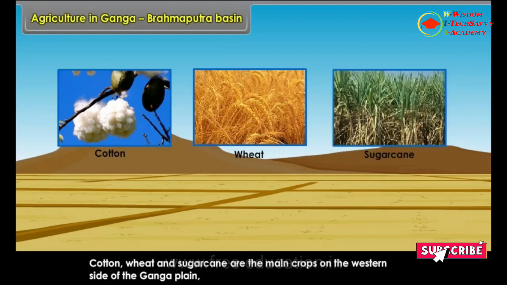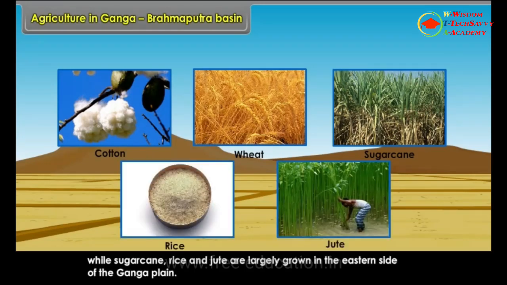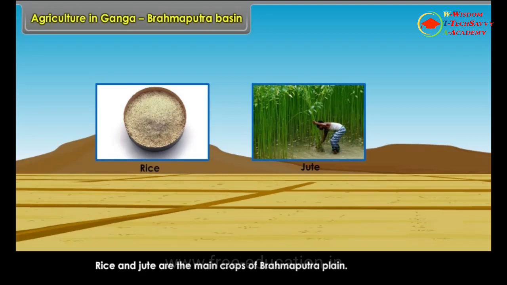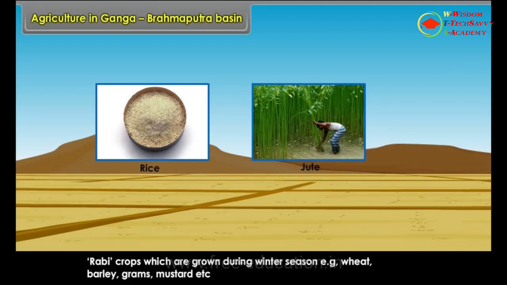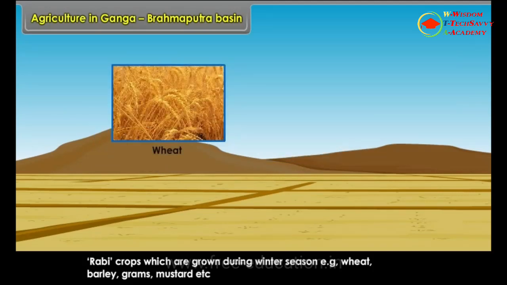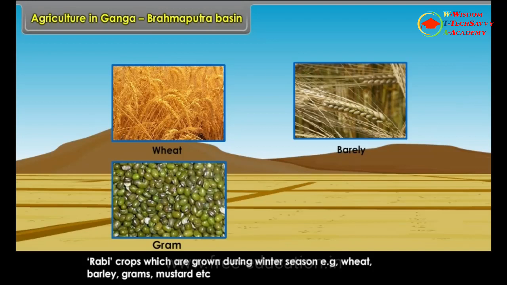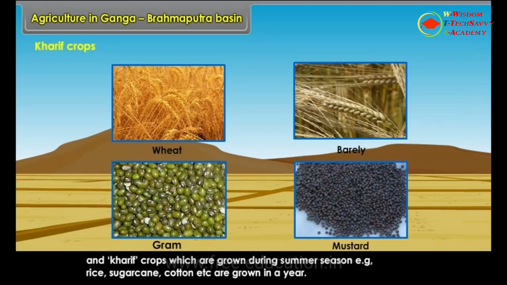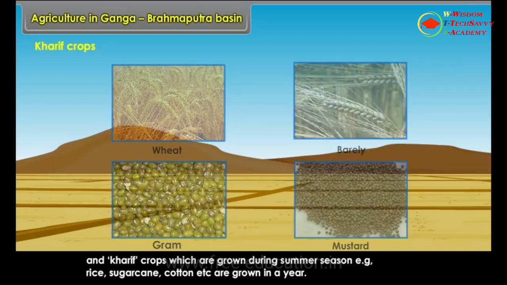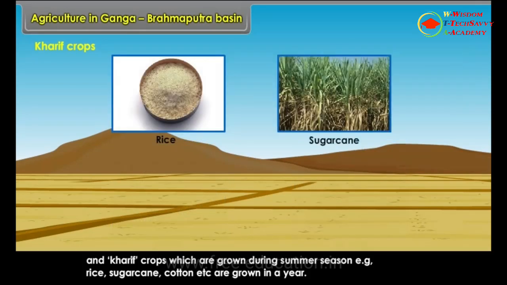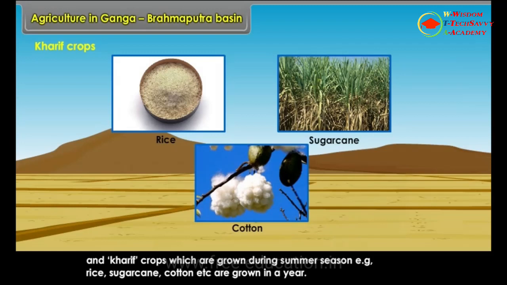Cotton, wheat and sugarcane are the main crops on the western side of the Ganga plain, while sugarcane, rice and jute are largely grown in the eastern side of the Ganga plain. Rice and jute are the main crops of Brahmaputra plain. Rabi crops, which are grown during winter season, for example wheat, barley, gram, mustard, etc., and kharif crops, which are grown during summer season, for example rice, sugarcane, cotton, etc., are grown in a year.